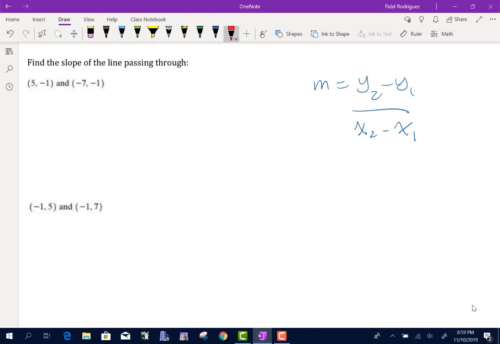All right, so let's take a look here. Let me go ahead and think about this again, guys. Remember, I'm going to think of that as my x1 and my y1. This one here is going to be my x2 and my y2. And so again, all we're going to do is plug into the formula.